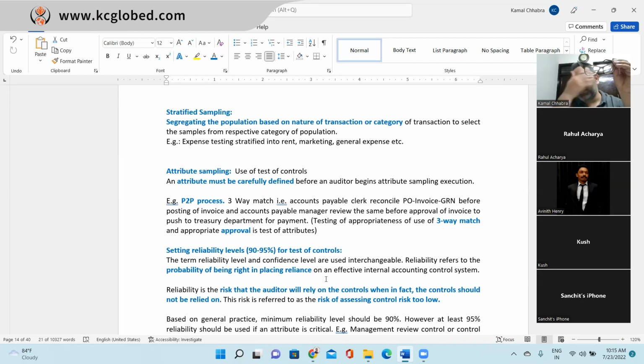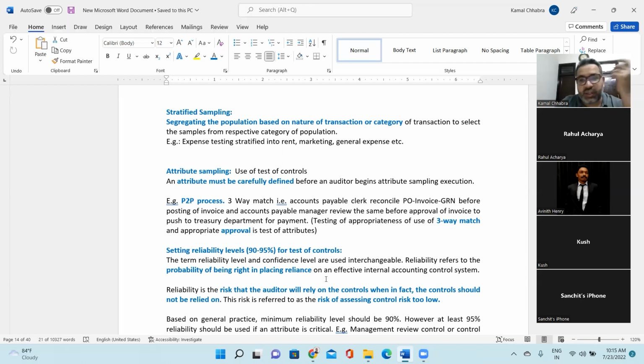And you might be stratifying, you can say clubbing together, respective expenses based on the nature and category of the transaction. For example, you have an office lease account, a guest house lease, and then maybe a machinery lease, right? So you might have 4 or 5 accounts in the lease, but the nature of all of them is the same as rental expenditure. So you can club them together and test as one population, right?